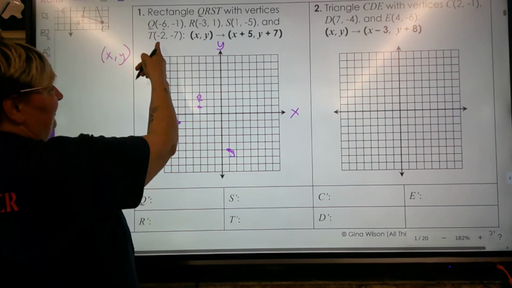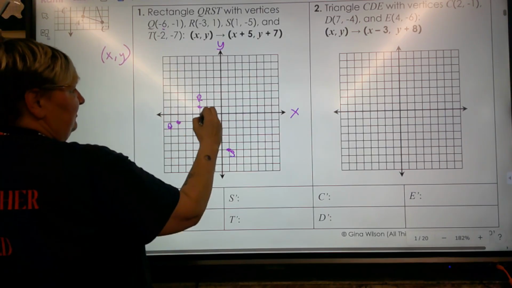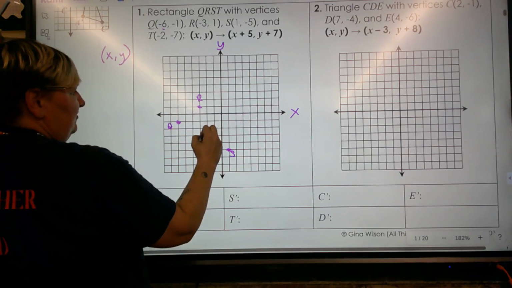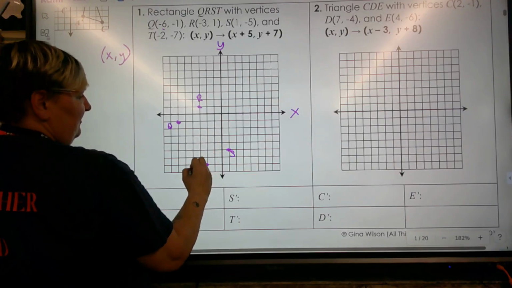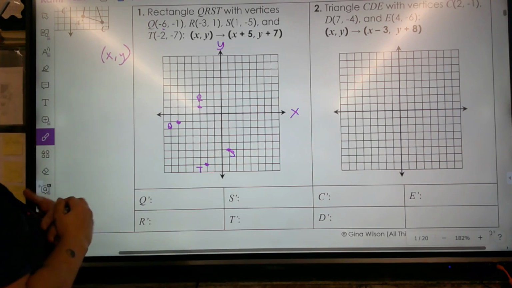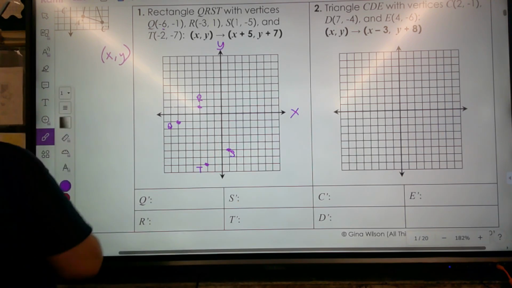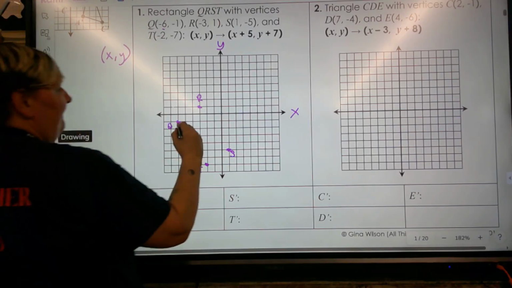My T is left 2, down 7. 1, 2, 3, 4, 5, 6, 7. And that's my T. All right, this is the pre-image. Let me connect it so you can see it.